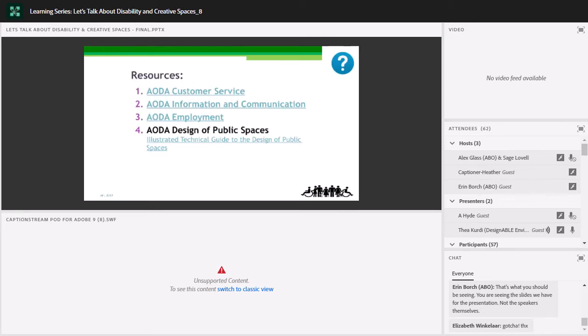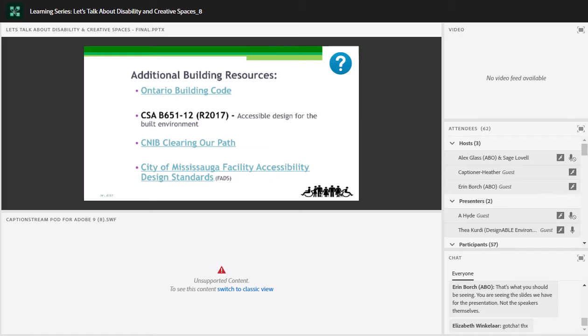So we've provided resources for you here. These links will be made available to you here as well as in the toolkit. And this first page relates to the resources for the AODA specifically. So what do you need to do for your customer service if you're maybe a little rusty on that? What do you need to do for information and communication, and where can you get help for that? What are your requirements under AODA employment? And finally, the big piece about the built environment, we're providing a link to an illustrated guide which was developed by and with the Accessibility Directorate of Ontario.